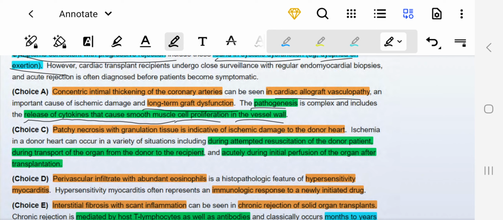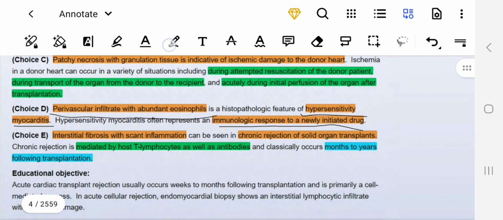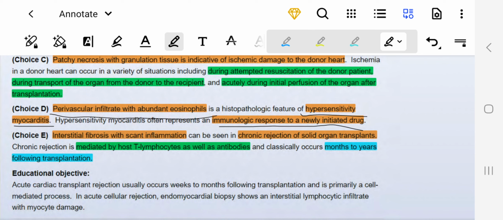Then we have perivascular infiltrate with abundant eosinophils, right? This is associated with hypersensitivity myocarditis. I talked about this. Immunologic response to a newly initiated drug. I talked about this, right? Then option E, that is interstitial fibrosis with scant inflammation. They are talking about fibrosis, right? Interstitial fibrosis. So that is the type of chronic rejection of solid organ transplant, right? Mediated by host T cells as well as antibodies. I talked about this, which occurs months to years following transplantation.